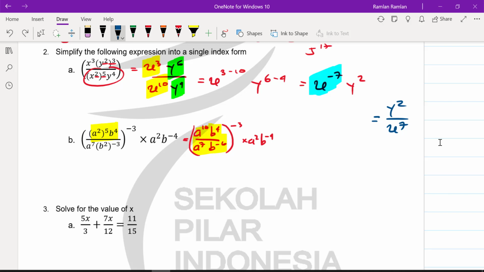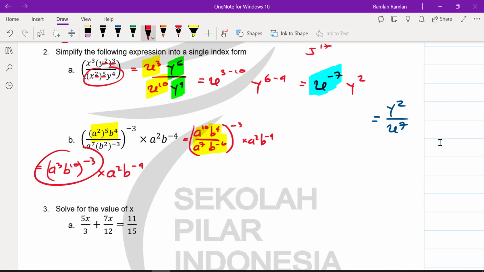Okay, so I'm going to put it over here. That'll be equal to, this one is a to the power of 3, because 10 minus 7 is 3. And then this guy is b to the power of 10, because 4 subtracted by negative 6 is 4 plus 6, which is 10. And we have to the power of negative 3, so this guy doesn't change. It's still over there. And then 8 times a to the power of 2, b to the power of negative 4.